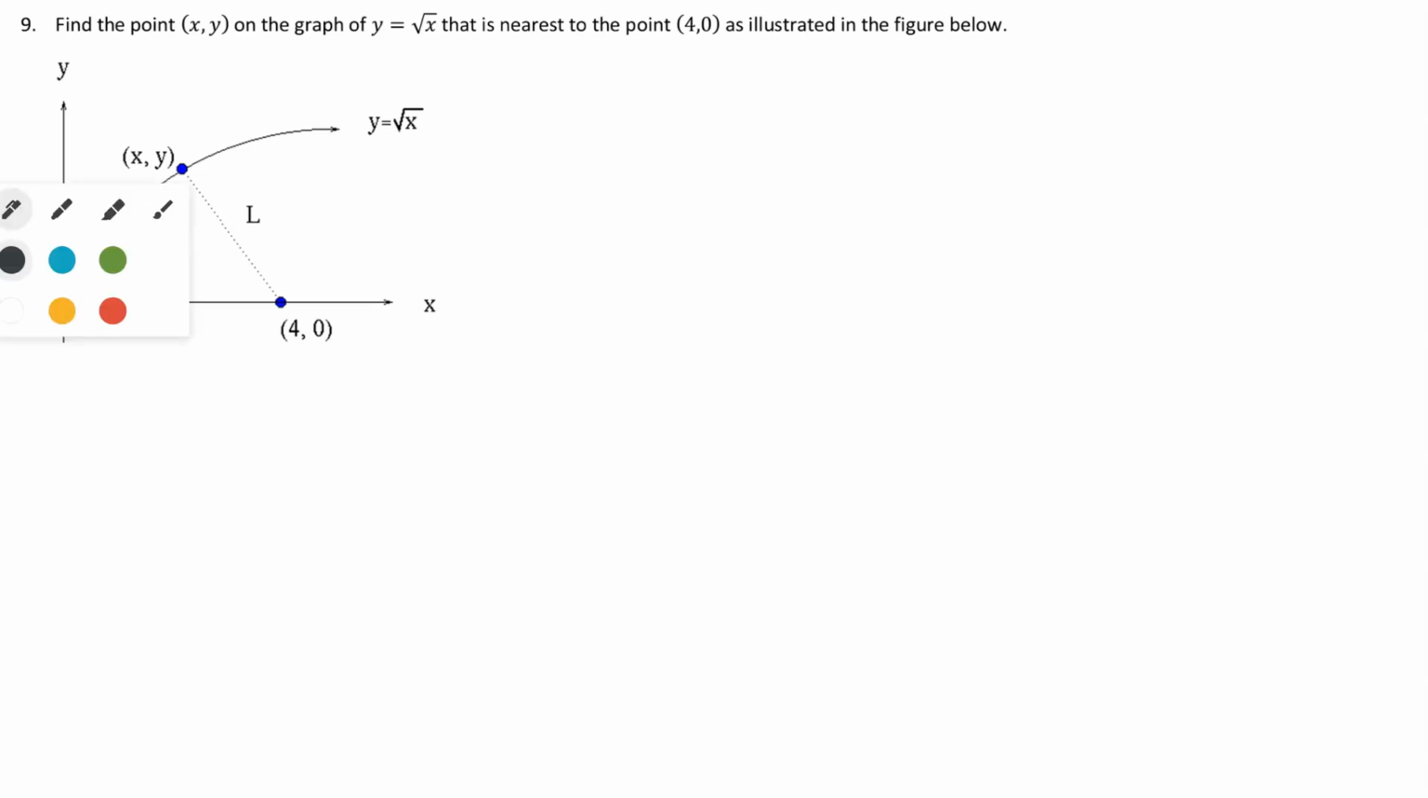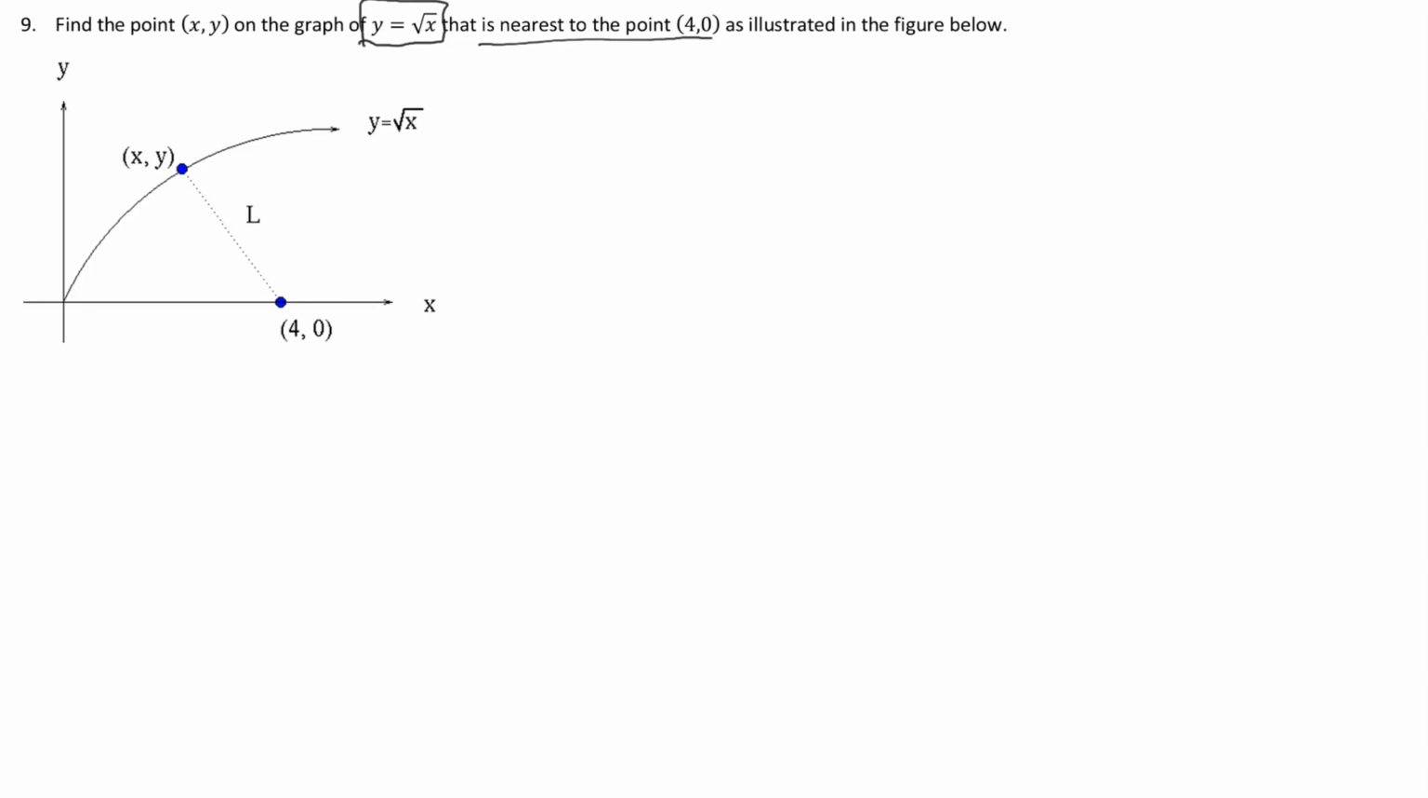Hey class, so this is an optimization problem. It has to do with the curve y equals square root of x. So y equals square root of x is the relationship between y and x. If you have any point (x, y) on the curve y equals square root of x, you are to find the nearest point to the point (4, 0).